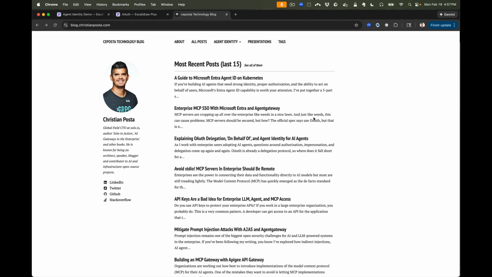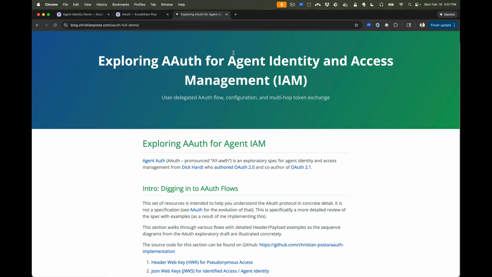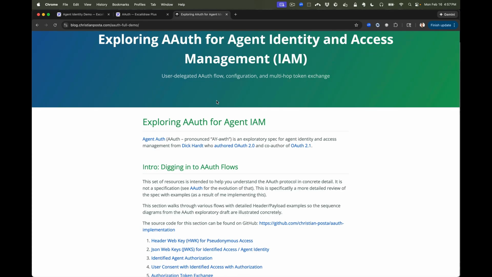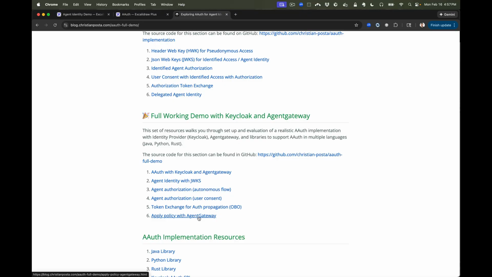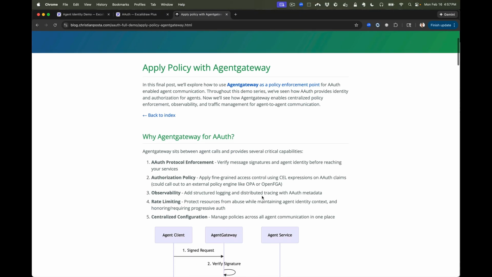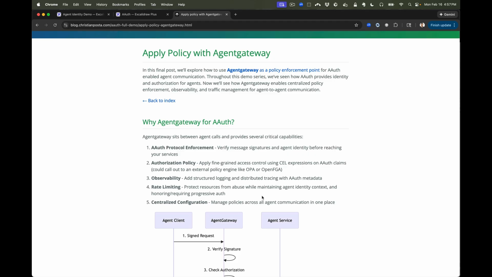In this last video, digging into the AAuth or AgentAuth exploratory spec, we're going to take a look at how we can use a gateway to apply policy to agent identity and access management, as well as implementing observability, rate limiting, and central governance around this protocol. Now, I want to point out this is exploratory. The implementation that I have here with Agent Gateway is meant to just prove out this protocol.